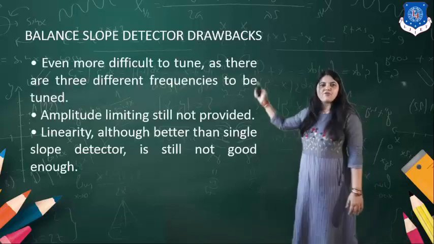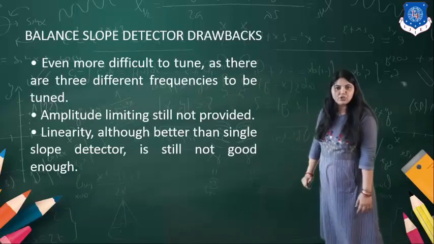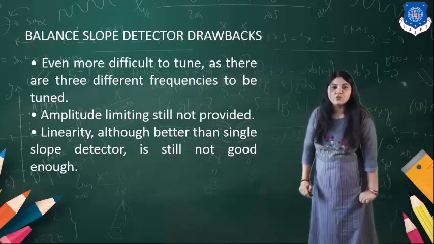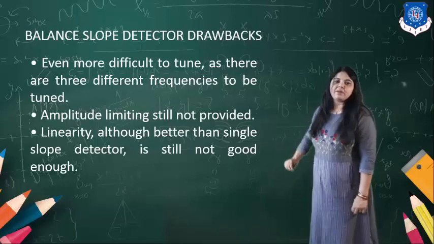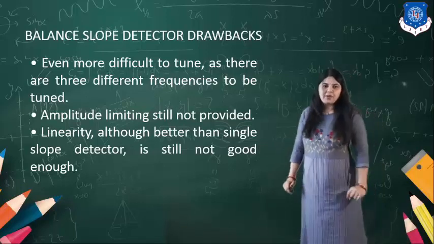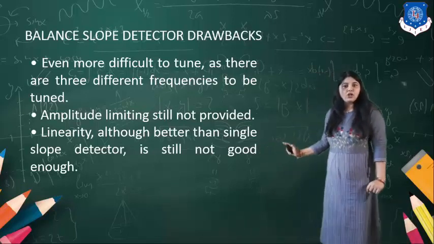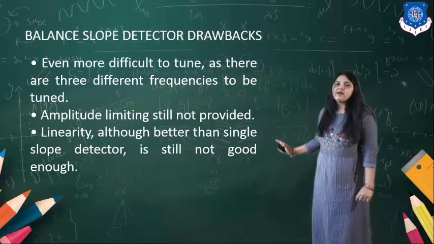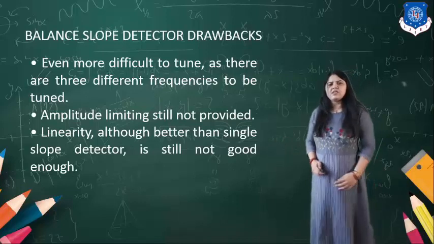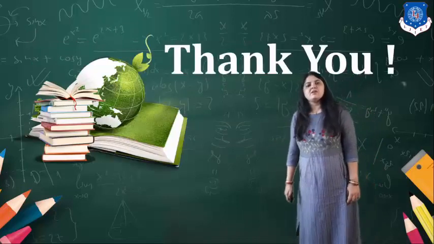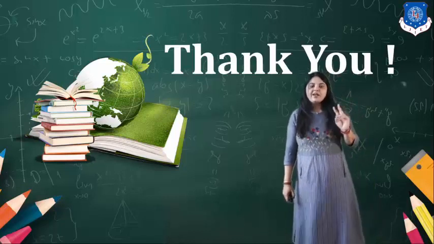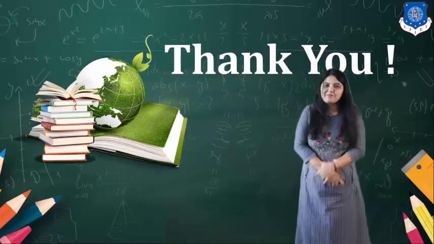The drawbacks: it is even more difficult to tune, as there are 3 different frequencies to be tuned. Amplitude limiting is still not provided. Linearity, although better than the single slope detector, is still not good enough. So this is about the 2 methods of direct FM demodulation.